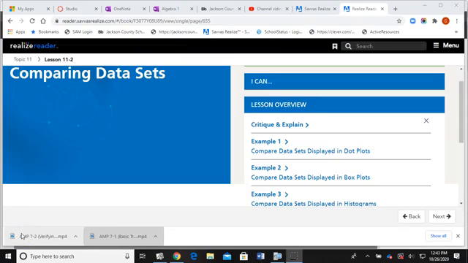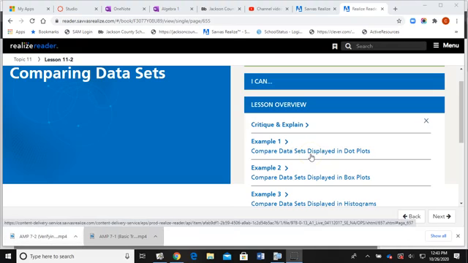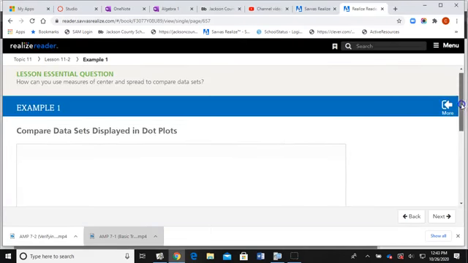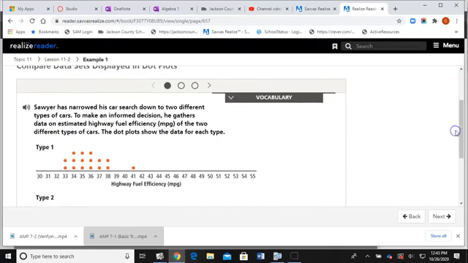We are comparing data sets. Now, what were the three data sets we just learned about in the first lesson? Box plots, histograms, and dot plot. Dot plot, box plot sound very similar. Okay, so example 1. We are comparing dot plots. Let's compare dot plots. We're basically making sure we can read these things.